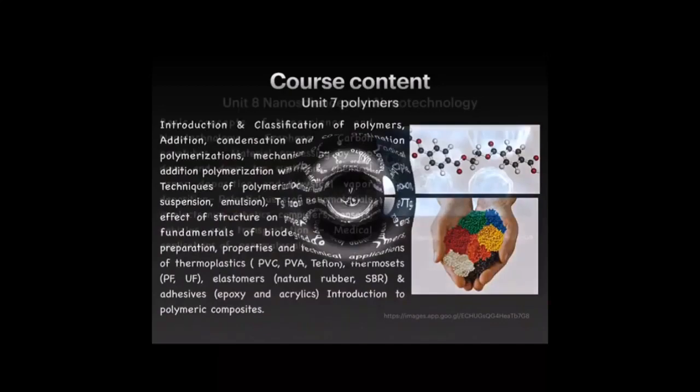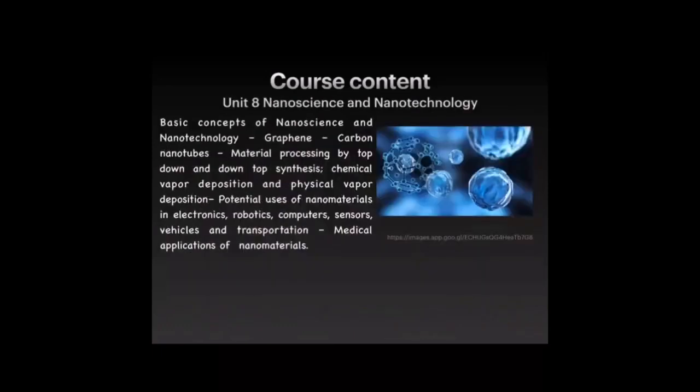In the last topic, we will study what nanoscience is, why materials behave in a different manner when they are converted into nanoform, how to synthesize nanomaterials in the laboratory, what the applications of nanomaterials are, and what the major nanomaterials being used in industries are: in computers, in sensors, in automobiles, in aerospace, in medical applications. Those things we will study in the last unit, which is nanoscience and nanotechnology.